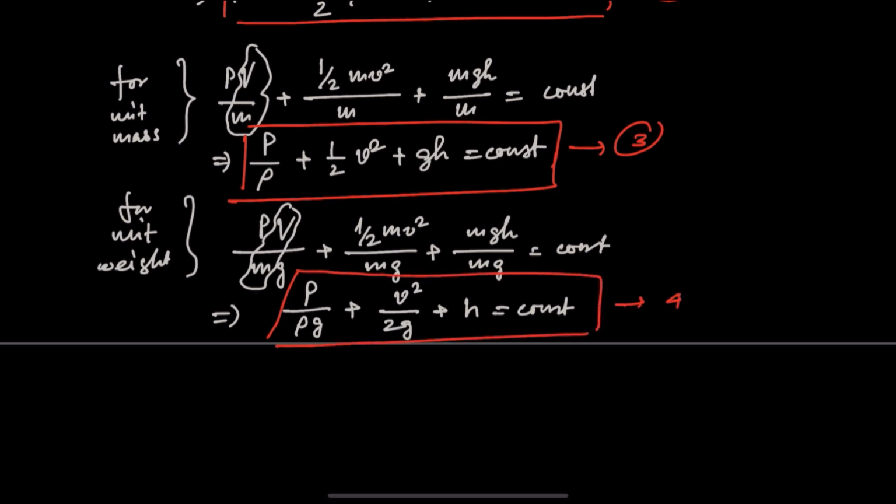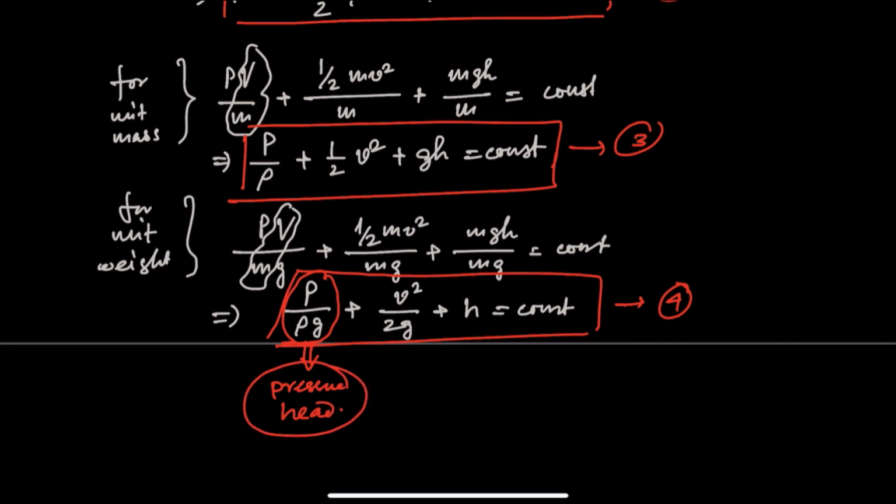This is another form of Bernoulli's theorem. Now this is sometimes called pressure head. You see, this has the dimension of height only. This is an equation you should remember. So Bernoulli's equation has four forms.